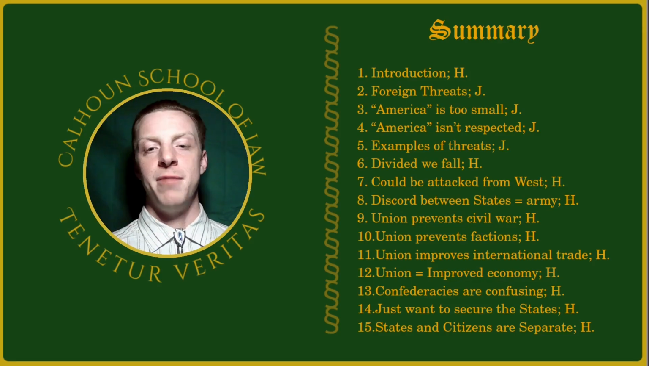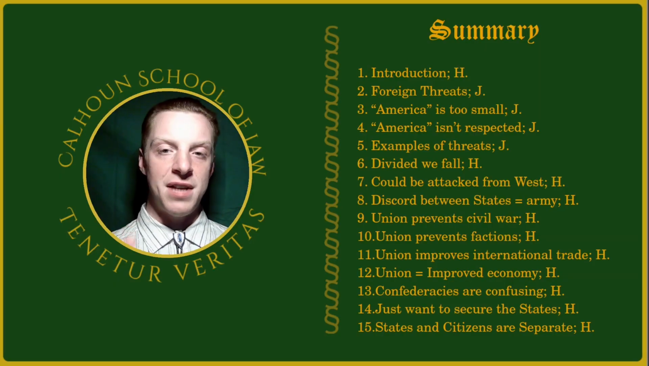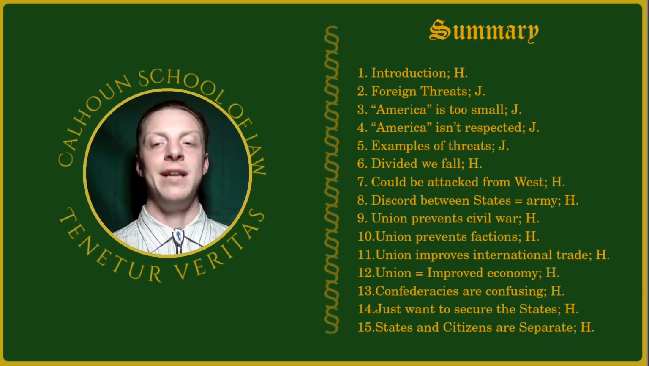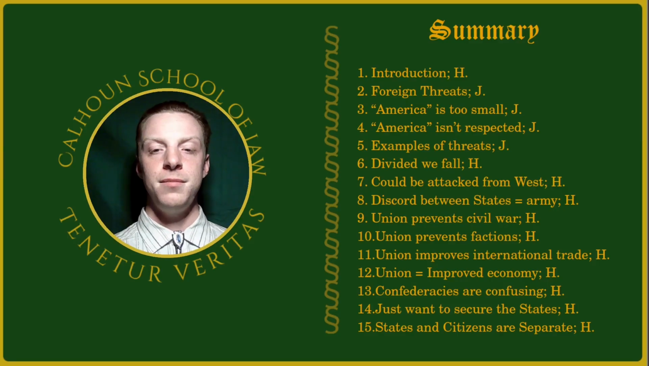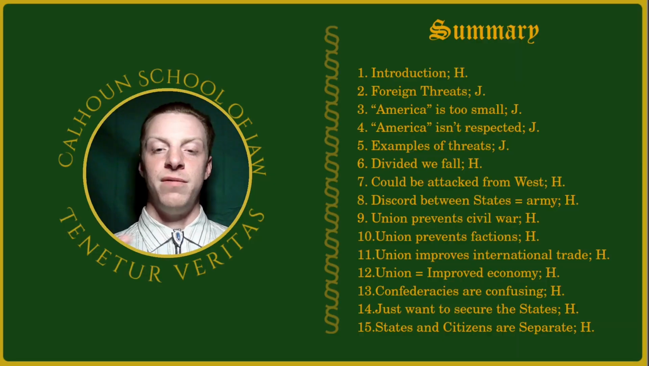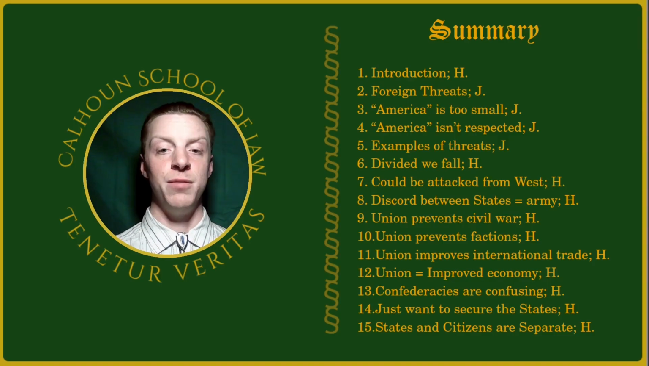Number 10, written by Hamilton, Union prevents factions, really honing in on this idea that divided, segmented state sovereignties will lead to internal conflict. Number 11, he switches the lens just slightly, focusing on how the union and unity between the states would improve international trade, that it would begin to garner respect, again written by Hamilton.